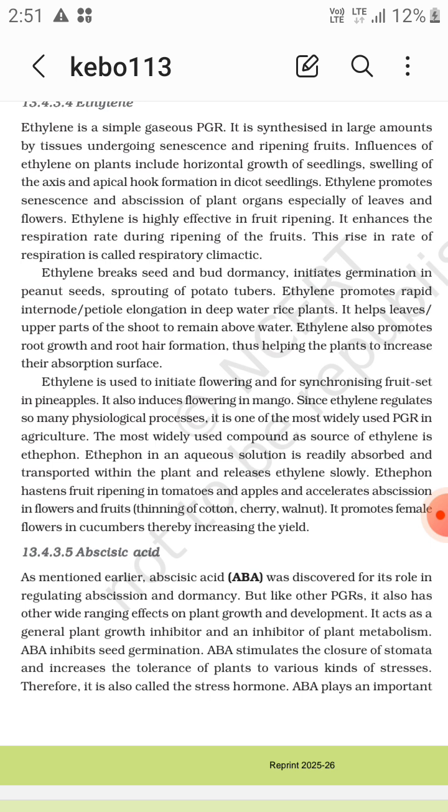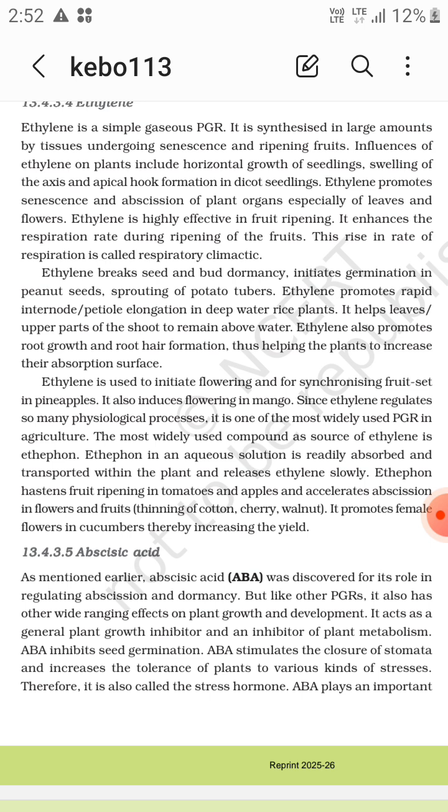Since ethylene regulates so many physiological processes, it is one of the most widely used PGRs in agriculture. Which PGR is the most widely used? The most widely used PGR in agriculture is not auxin, but ethylene. The most widely used compound as a source of ethylene is ethephon.